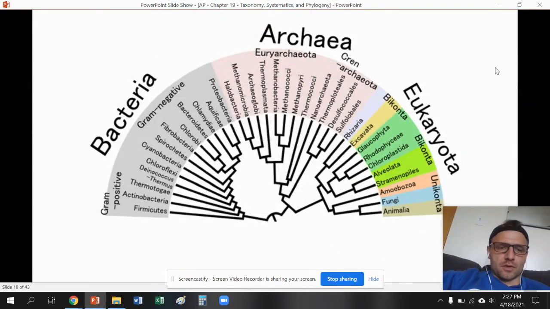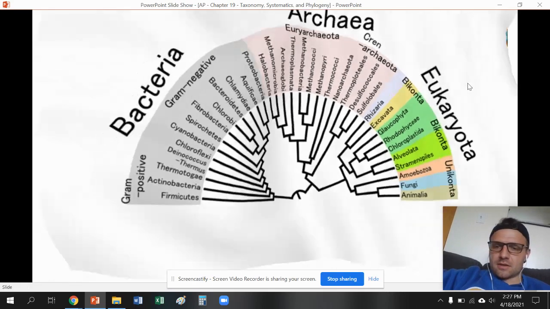You can see the three different domains here. You have bacteria, archaea, and then eukarya. We have a more recent common ancestor with archaea than bacteria, and that organism lived around there.